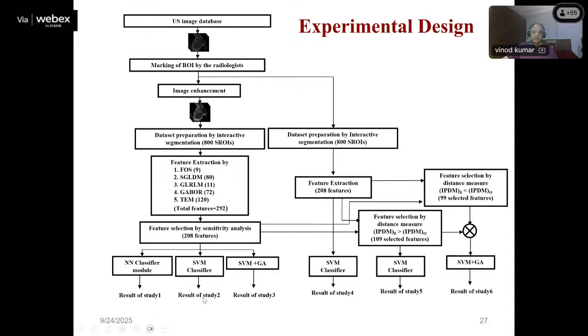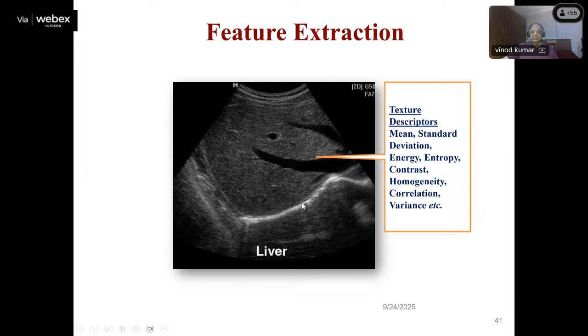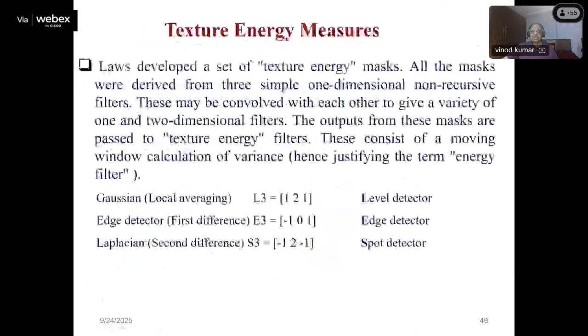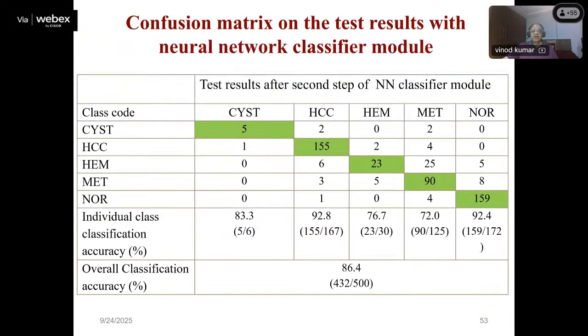Result of study 1, 2, 3, 4, 5, 6. 6 studies we did, and the result of these 6 studies. So these were the lessons learned, which method is the best one, and so on. Now, in case of neural network, these 6 cases were there.